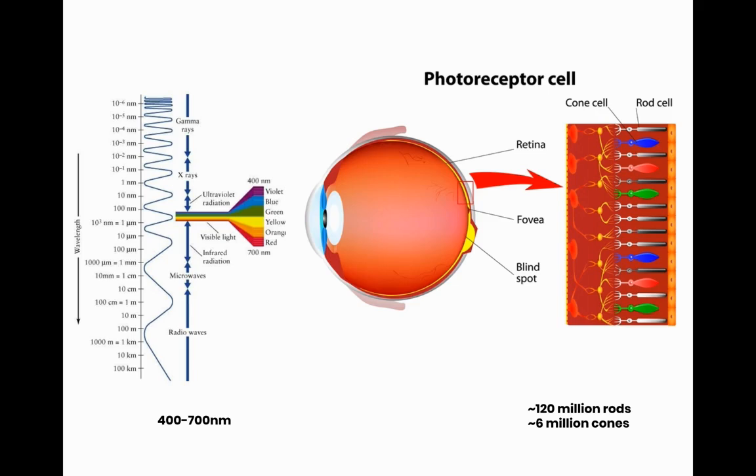We have cone cells that are sensitive to the blue parts of the light. We have cone cells that are sensitive to the red parts of the light, and we have cone cells that are sensitive to the green parts of light. In total, we have 120 million rods and only 6 million cones, which means that we are more sensitive to changes in lightness and darkness than to any changes in color.